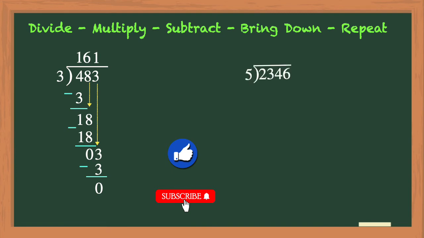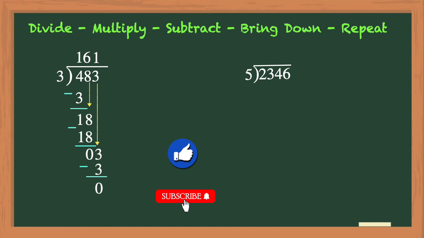Now let's take a look at this long division problem. Looking at the dividend, I can already see that 5 will not go into 2,346 evenly, so I will have a remainder at the end. But don't worry, I'll show you what to do when this happens. Let's follow the steps above again to solve this problem.